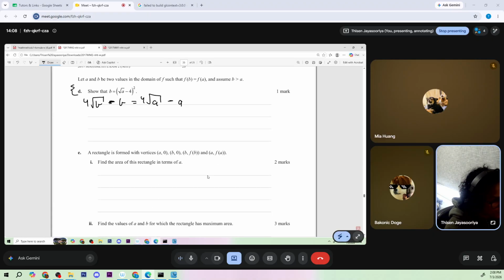Yeah. Here now it has a rectangle, so the rectangle is going to have a point over here, point over here, point here, and point here. So this is what our rectangle is going to look like. It's going to have a height of f of a. It's going to have a width of f of b, right?